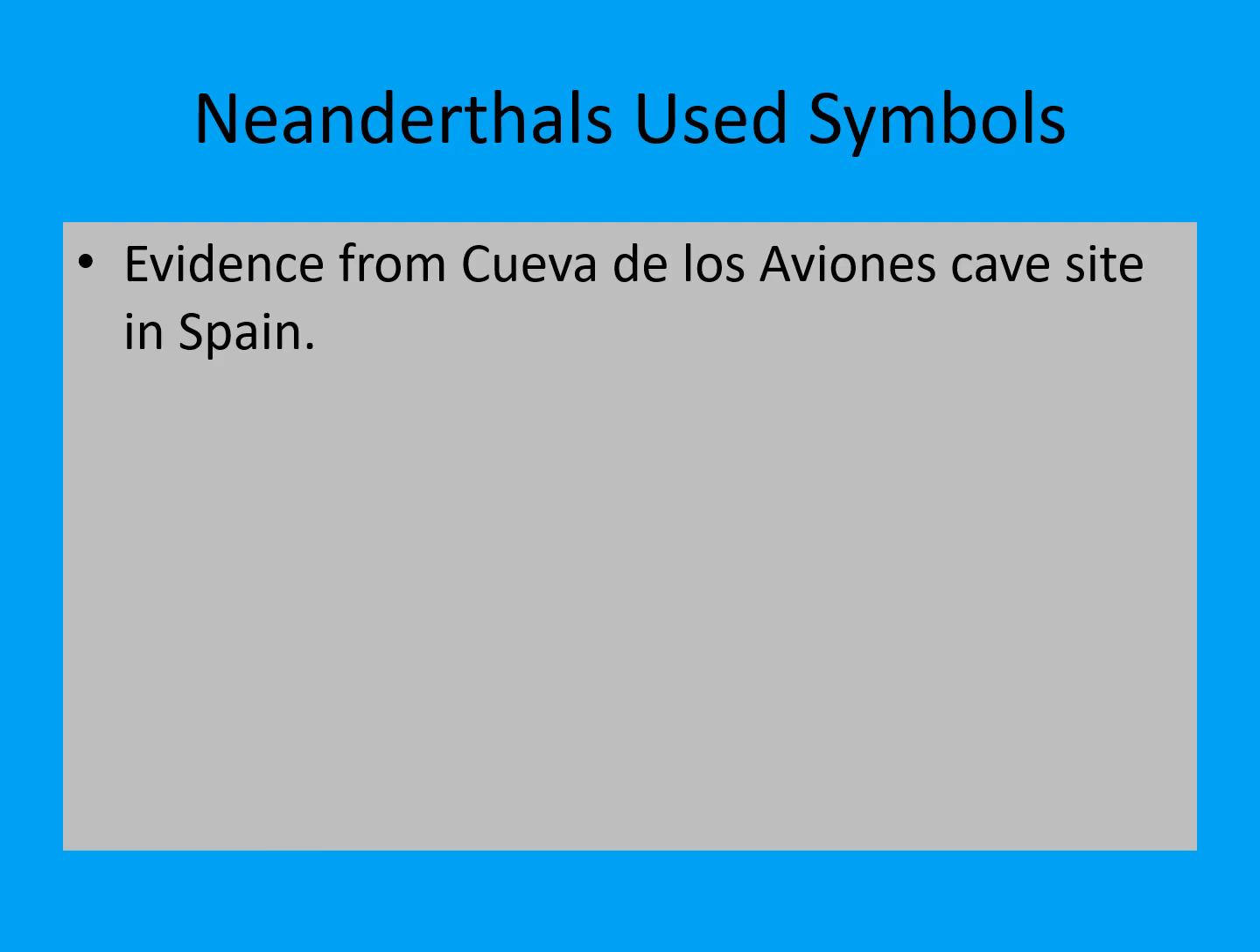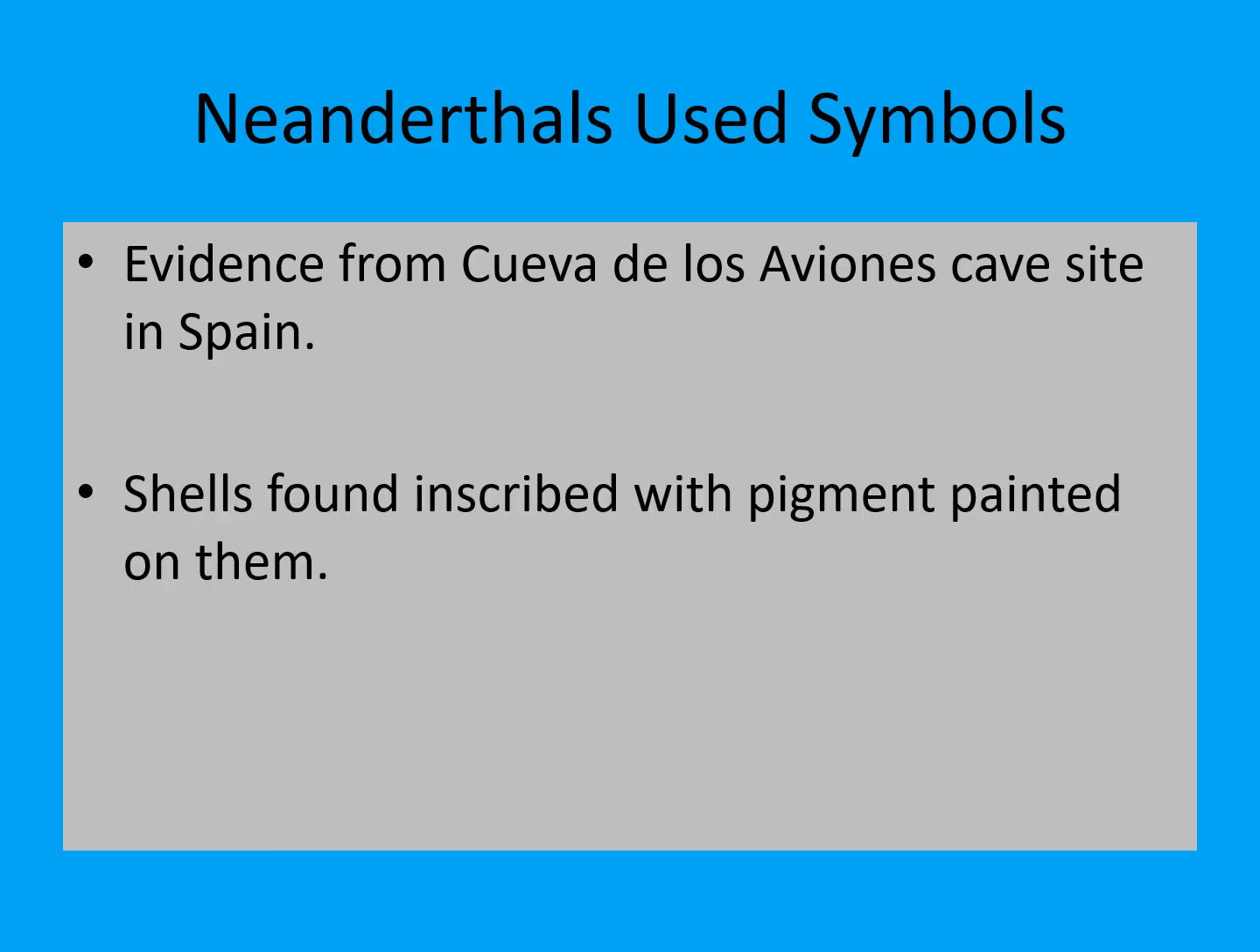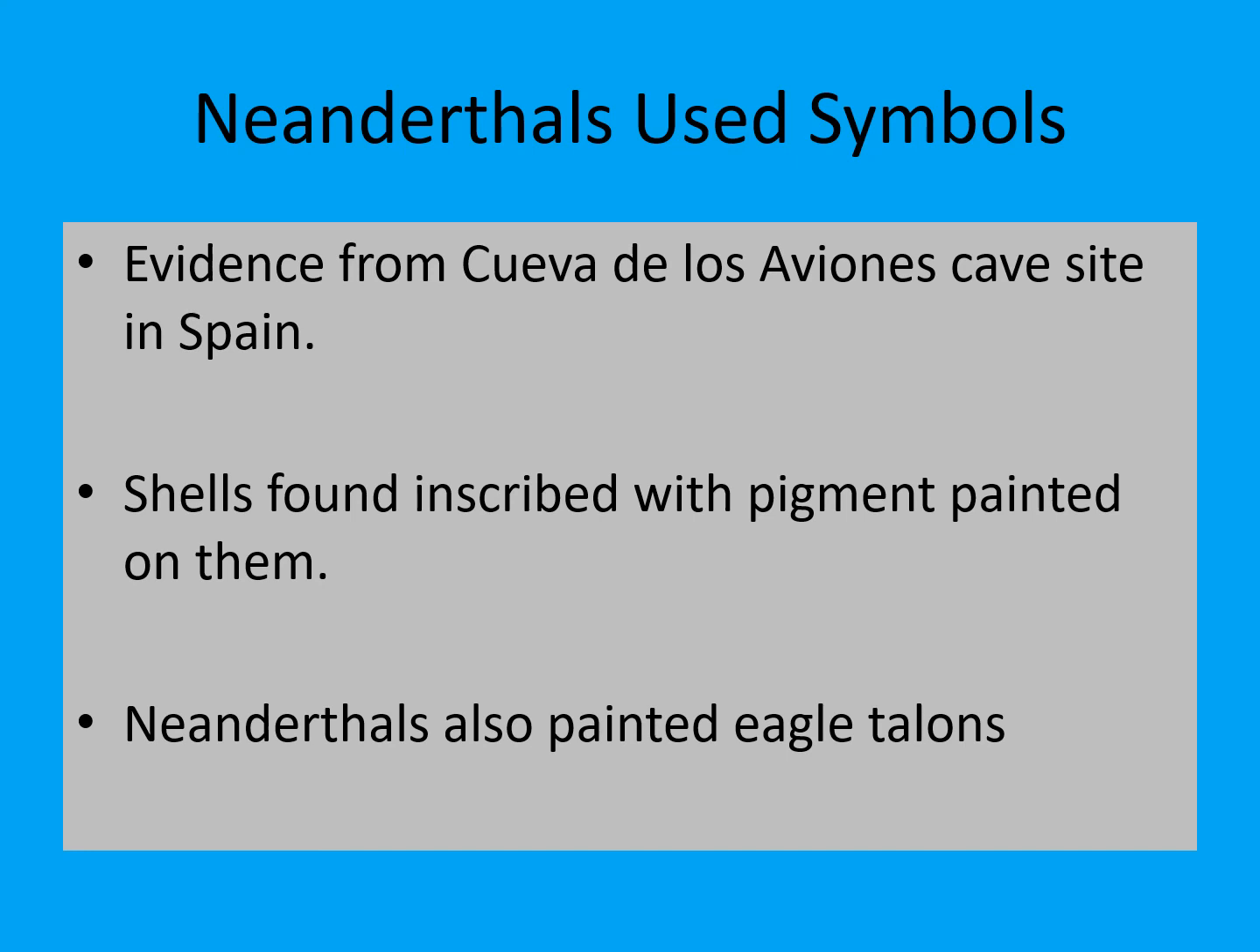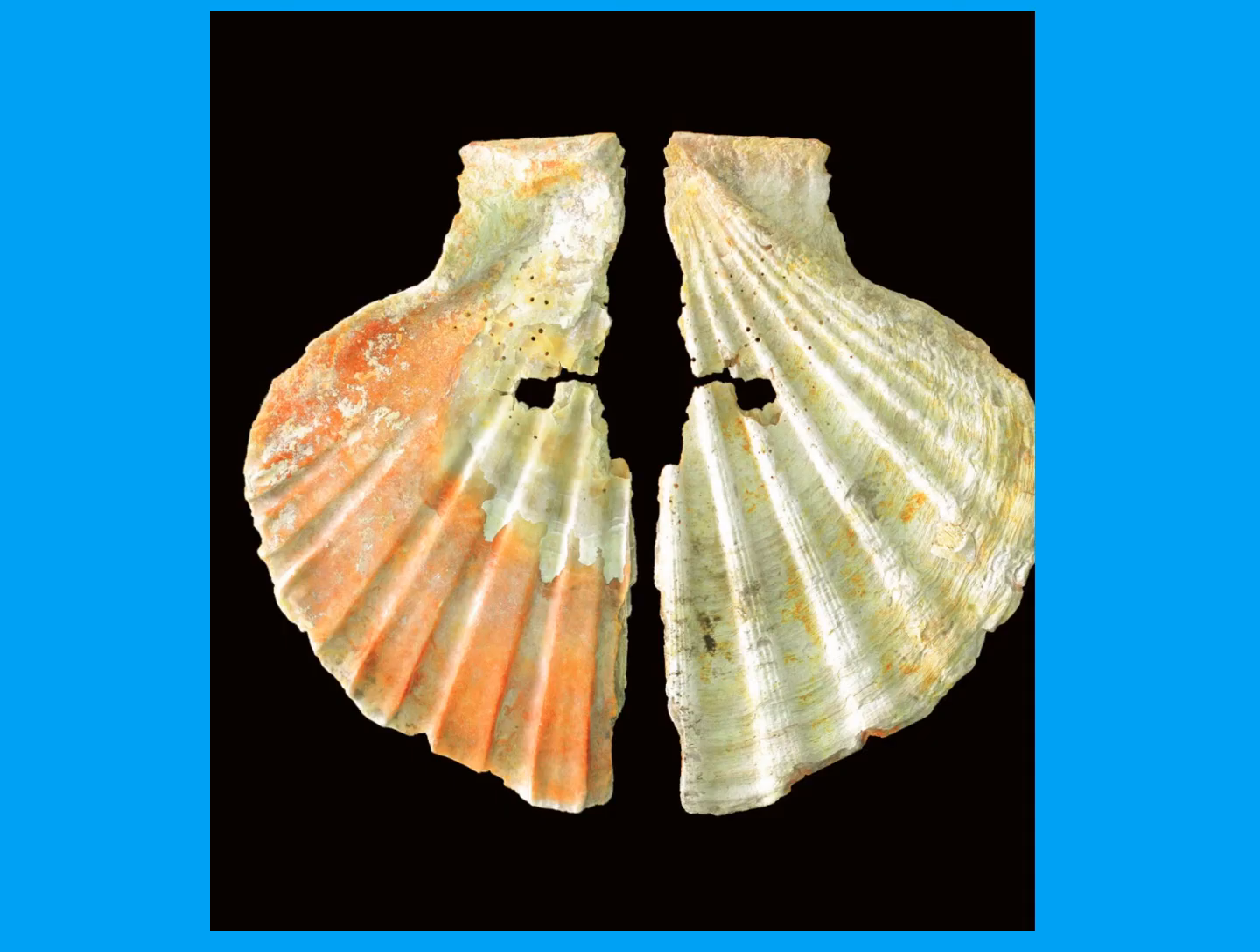At the Cuevas de los Aviones cave site in Spain, we found shells that were inscribed with pigment painted on them as well. And we also know that Neanderthals routinely painted eagle talons. So this is showing you the shell. You can kind of see how there is pigment all on the shell on the one side here. And this is just showing you that this was purposefully decorated.